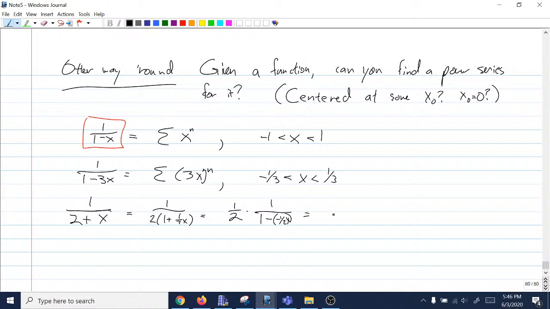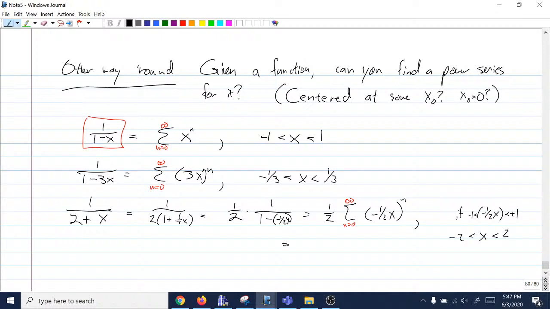This thing is going to equal 1/2 the sum of that to the n, minus 1/2 x to the n. I guess if I'm being precise, I should say these were all from 0 to infinity. And this converges if -1/2 x is between -1 and 1. So that's going to be when x is between -2 and 2.